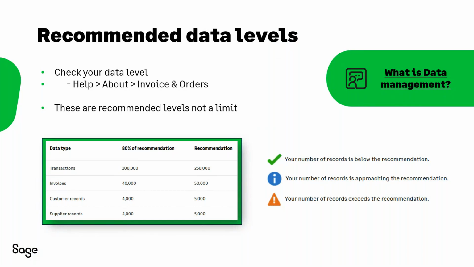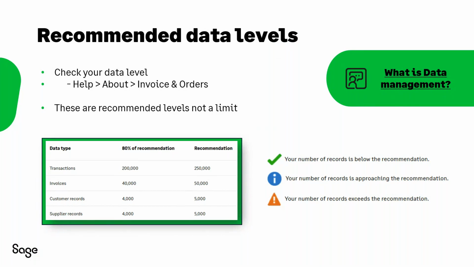you'll have one under invoice and orders. That'll tell you your invoice numbers on there, but you can also see the rest of your data figures in there too. But the screen that you can see there on the slide is for our data management window. And that's for certain areas in the program. So it gives us the recommended levels for transactions, invoices, and customer and suppliers there. And we're going to have a look at this in a bit more detail in a moment in the program. But you can see the recommended level for transactions is about 250,000, invoices no more than about 50,000, and your customer and supplier records no more than about 5,000 on there.